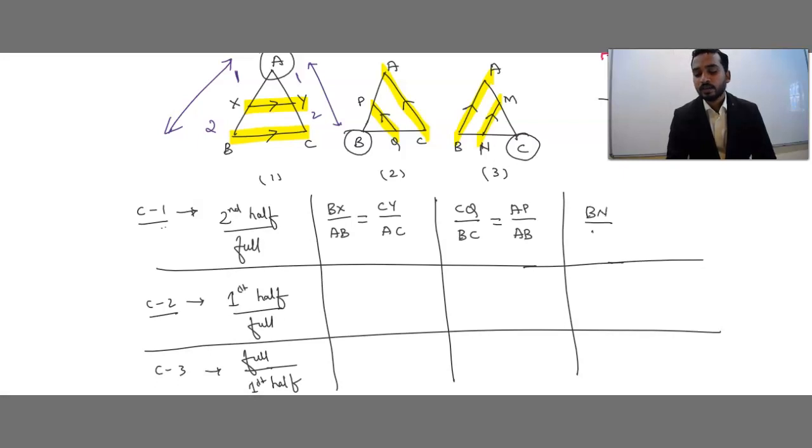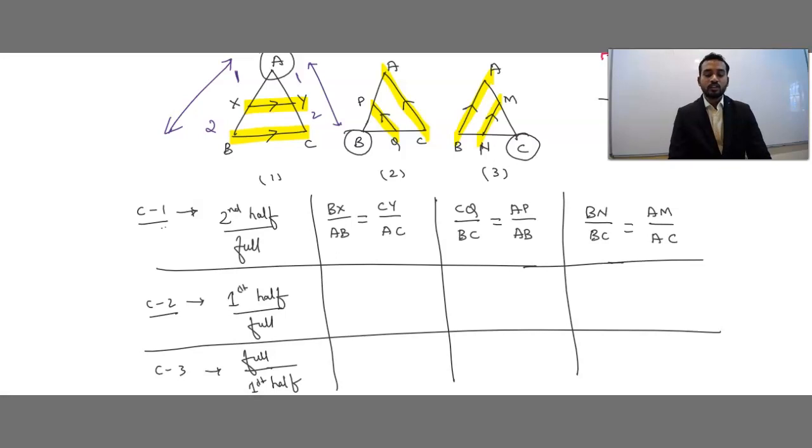BN by BC to AM by C. Okay, C is the starting point, so CN is first half, BN is second half. CM is first half, CA or AC is second half. Second half by full. So this is what we have to apply.